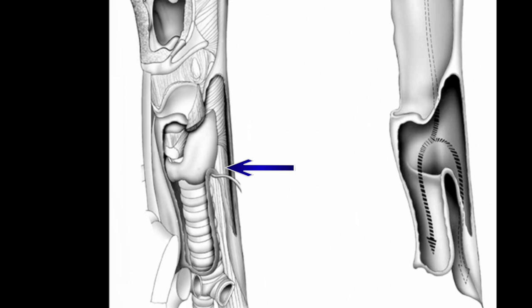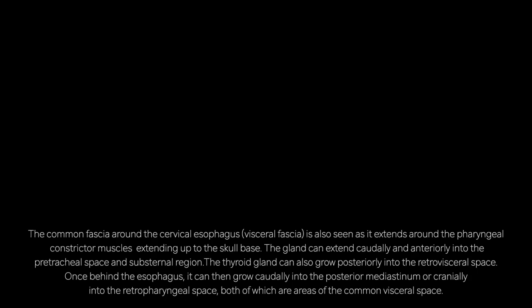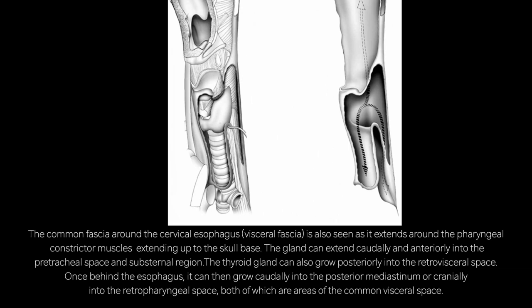The common fascia around the cervical esophagus, the visceral fascia, is also seen as it extends around the pharyngeal constrictor muscles, extending up to the skull base. The gland can extend caudally and anteriorly into the pretracheal space and substernal region. The thyroid gland can also grow posteriorly into the retrovisceral space.